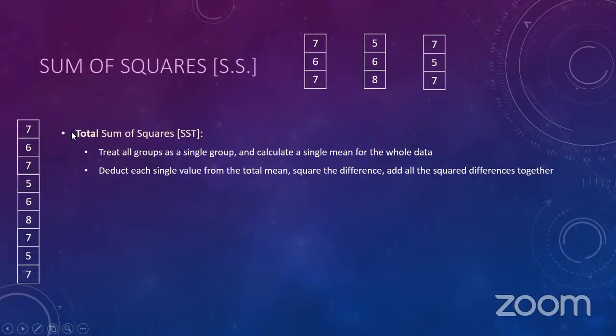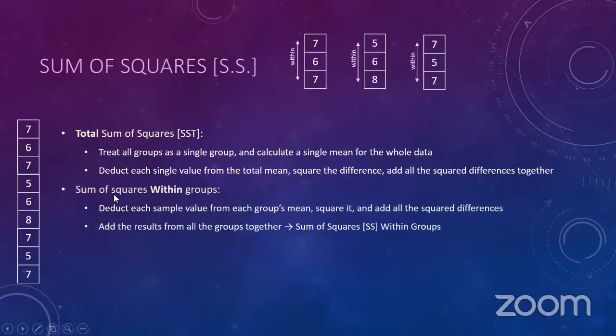And we will calculate for them the total mean. So how to calculate the total mean? We'll just add them and divide by the number of values, which is 9. And for each value in this data, we will subtract the mean from it, and then we will square it, and then we will add the squared differences together. So this is what is called the total sum of squares. Again, we take the mean of the total data, subtract it from each of these values separately, square the deducted value, and then add them all together.